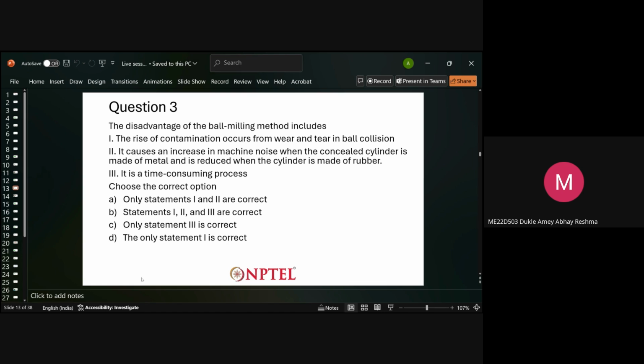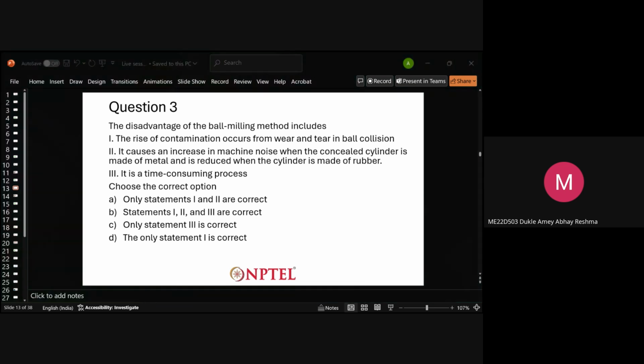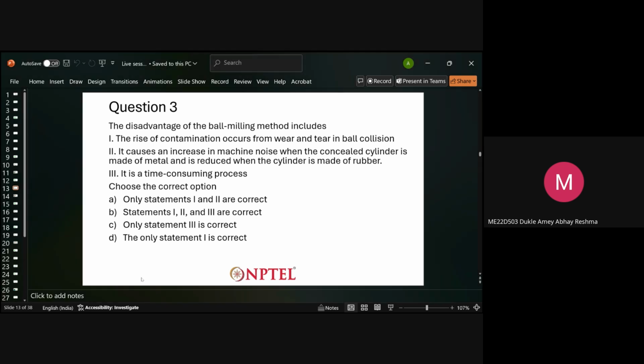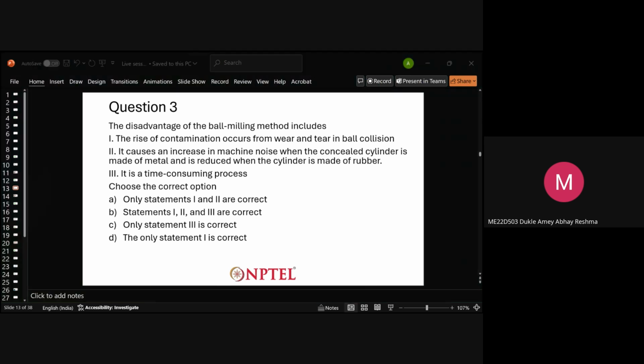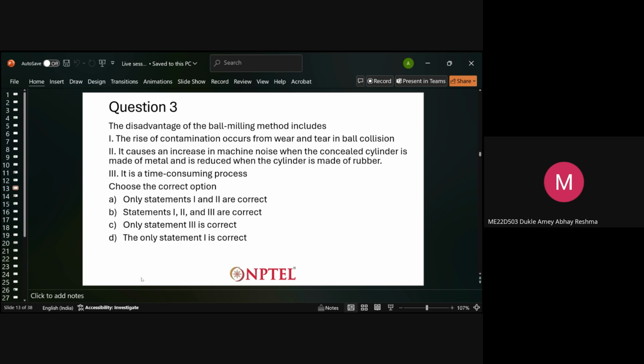So what do you think, which of the statements here are correct? There is a rise in contamination from wear and tear of the ball in ball collision. It causes an increase in the machine noise when the cylinder is made up of metal, and is reduced when the cylinder is made of rubber. It is a time consuming process. So what do you think will be the right answer? Only statement 1 and 2 are correct. Statement 1, 2, and 3 are correct. Only statement 3 is correct. Only statement 1 is correct.